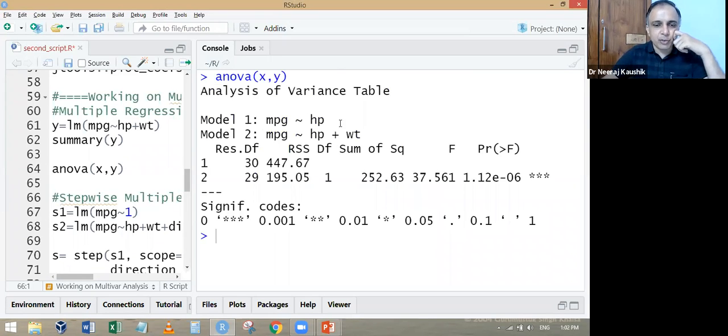It says in the first model, residual was 447. In the second model, it becomes 195. There is an improvement of 225, and that is significant. So the model is contributing well. So this is what is called hierarchical regression. Again, coming back to the same point, first you must know about the regression and all its types. Doing it in R is simply fun. It's very, very simple.